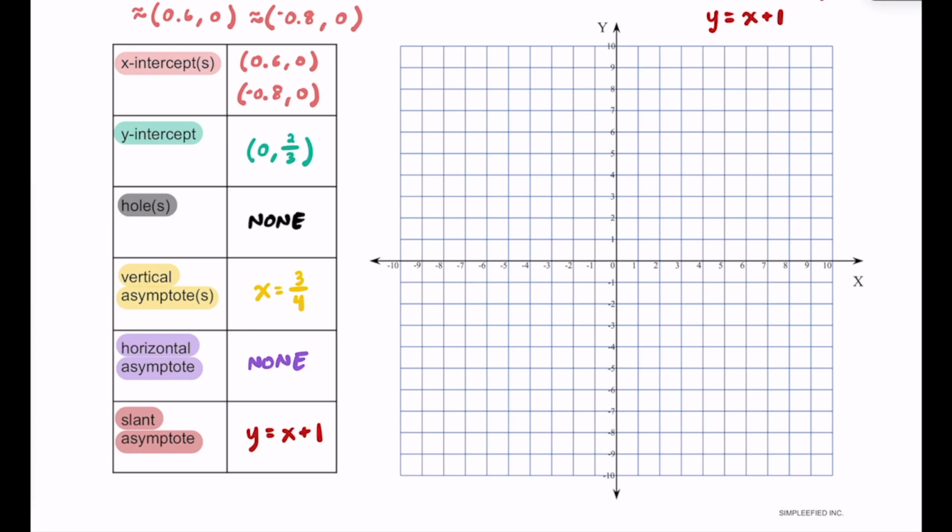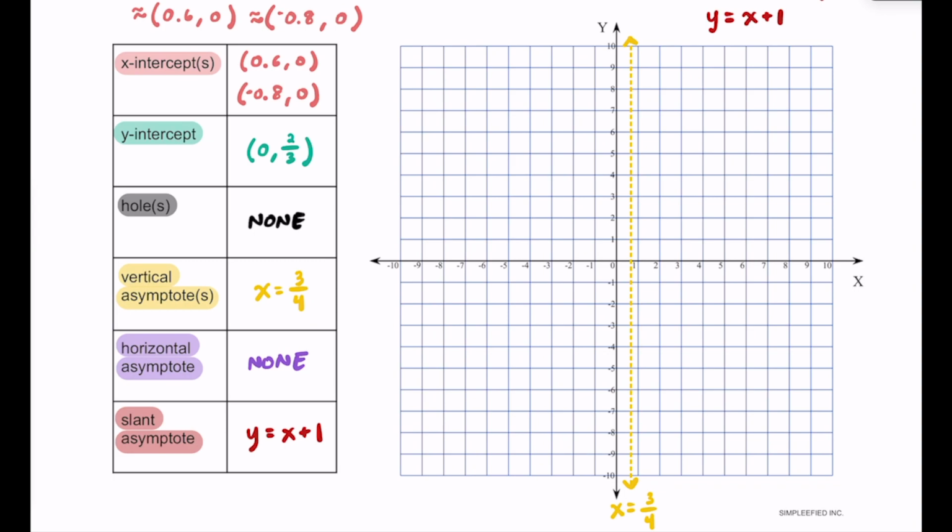All right, time to start graphing now. Let's start with the asymptotes. All right, so for vertical asymptote, we have x is equal to 3/4. Then we're going to go ahead and skip over the horizontal asymptote. That one's fine. Then moving on to the slant asymptote, we have a y-intercept of +1.